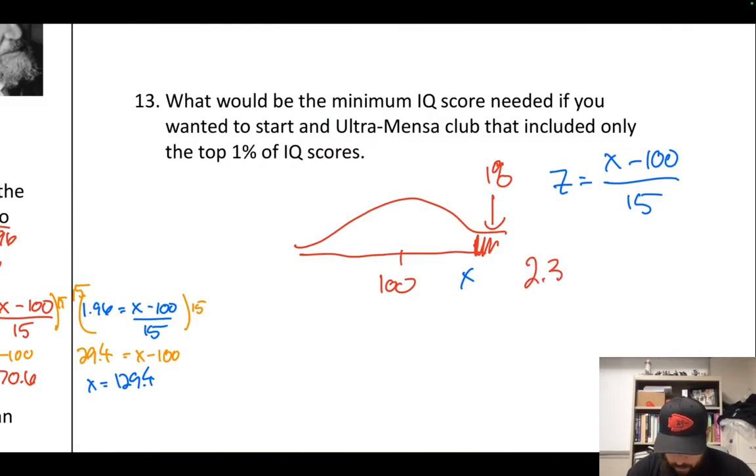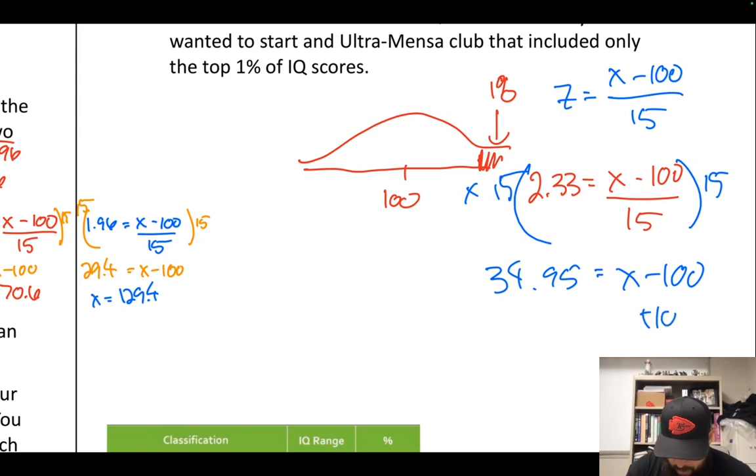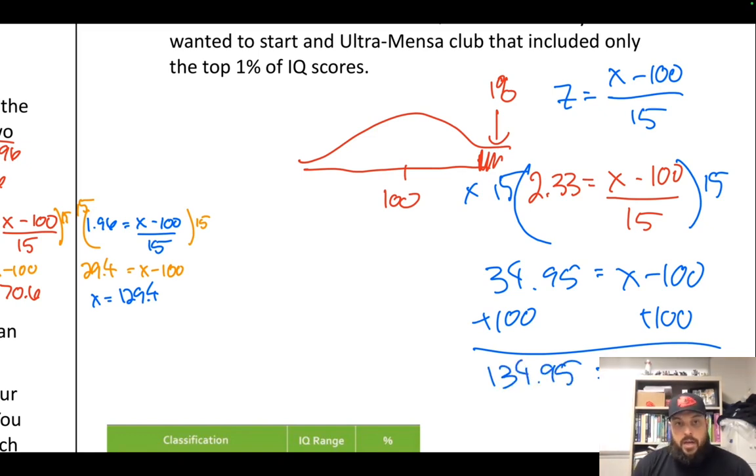So z is 2.33 equals x minus 100 divided by 15. Go ahead and multiply both sides by 15. Gives us 34.95 equals x minus 100. Add that 100 over, and x equals 134.95. And so if we want the top 1%, we're looking for those who have an IQ of 134.95, or rounding to the nearest integer, 135.